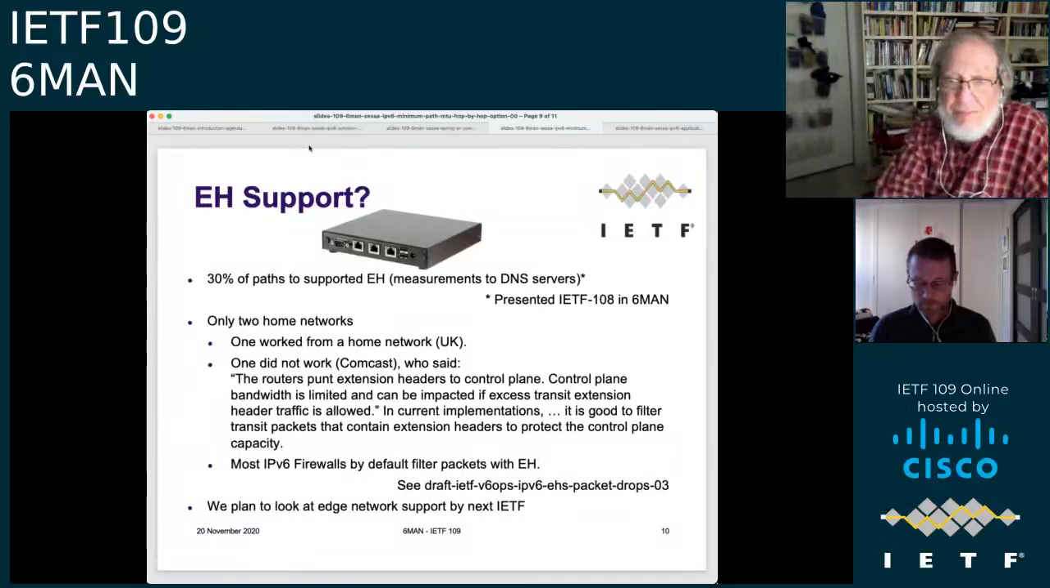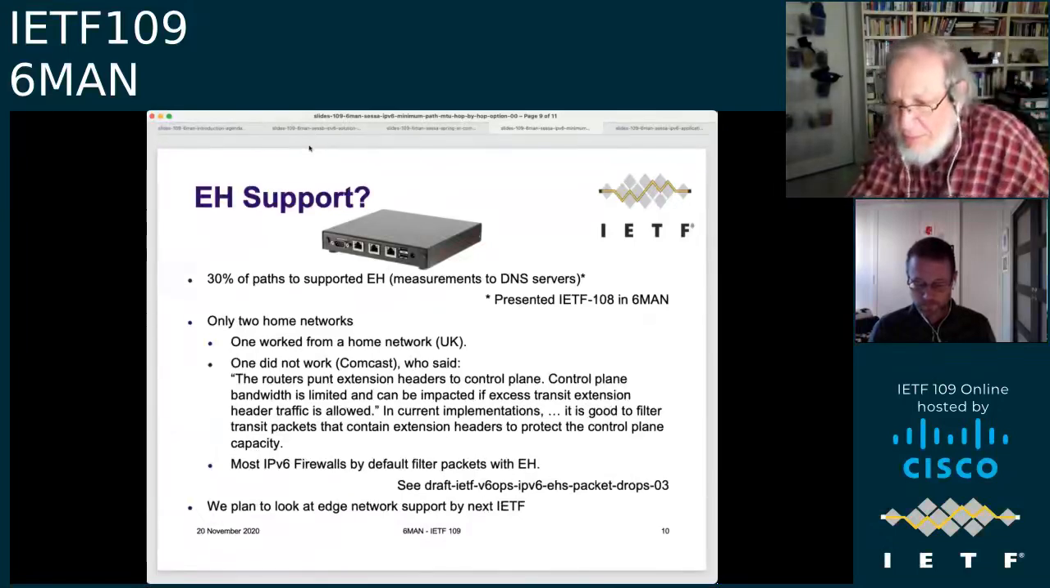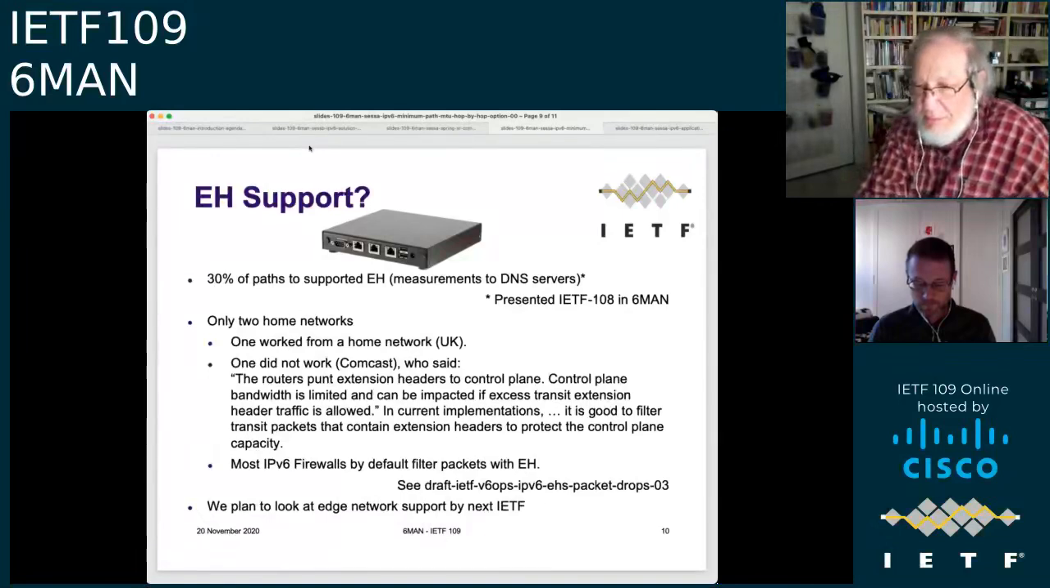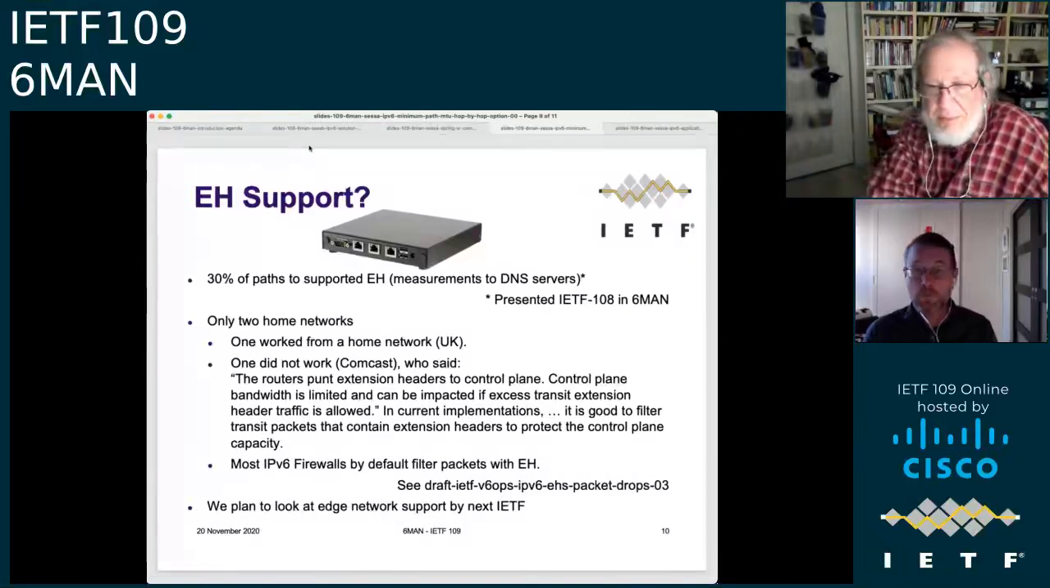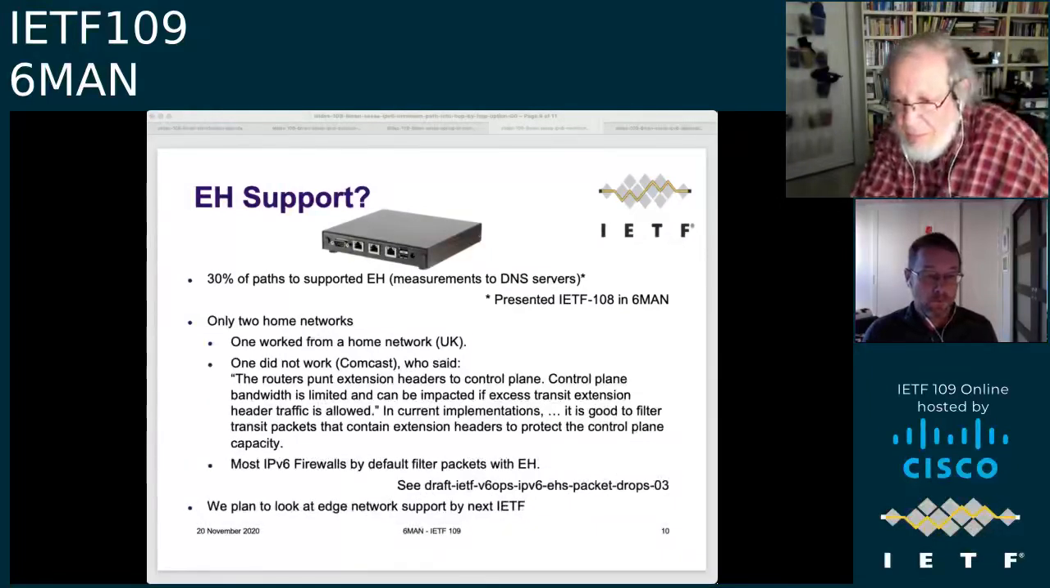So I'll read it so that I don't misrepresent what they said. The routers punt extension headers to the control plane. The control plane bandwidth is limited and can be impacted if excess transit extension headers traffic is forwarded. In current implementation, that means it's good to filter transit packets that contain extension headers to protect the control plane capacity.